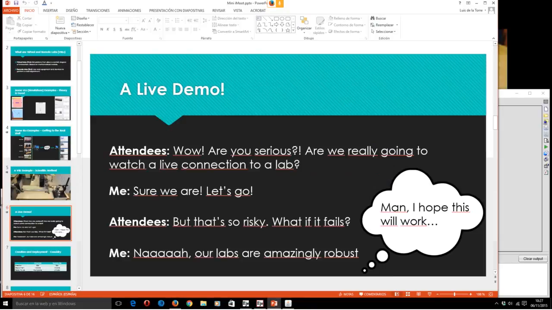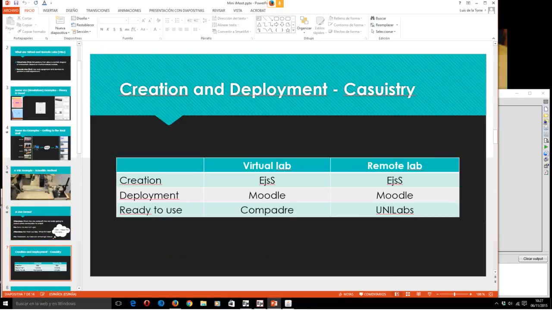Right, so what I'm going to talk about now is the creation and the deployment of these applications, both virtual labs and remote labs. So basically, this is the table showing the cache history for this. There are several things here. One is the creation. The other thing is the deployment. And there are two tools I have been talking about, virtual labs and remote labs.